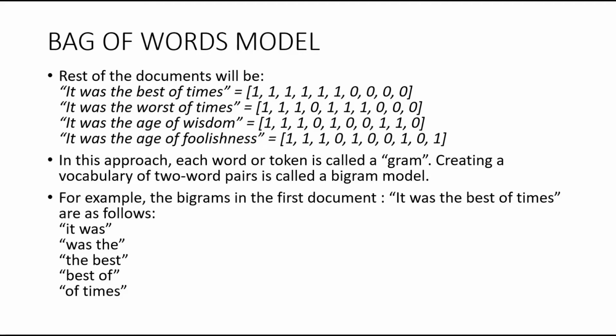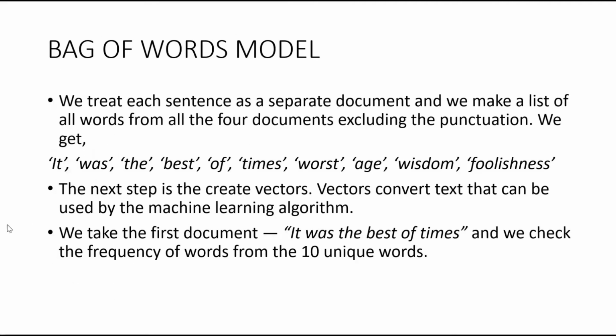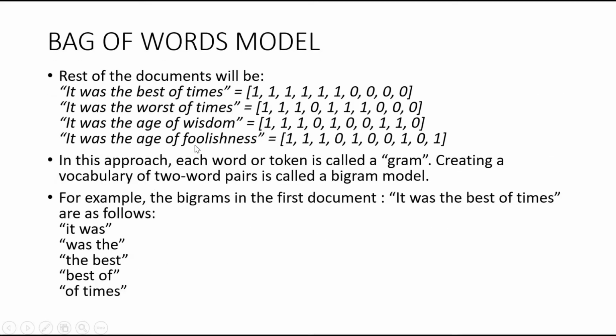Again, 1, 1, 1. The next word in the vector is not there, so we are taking it as 0. Here we are taking 1, 1, 1. If a word is not there, we take it as 0. Like that, for "It was the age of foolishness" again, 1, 1, 1, 0, 1, 0, 0, 1, 0, 1.